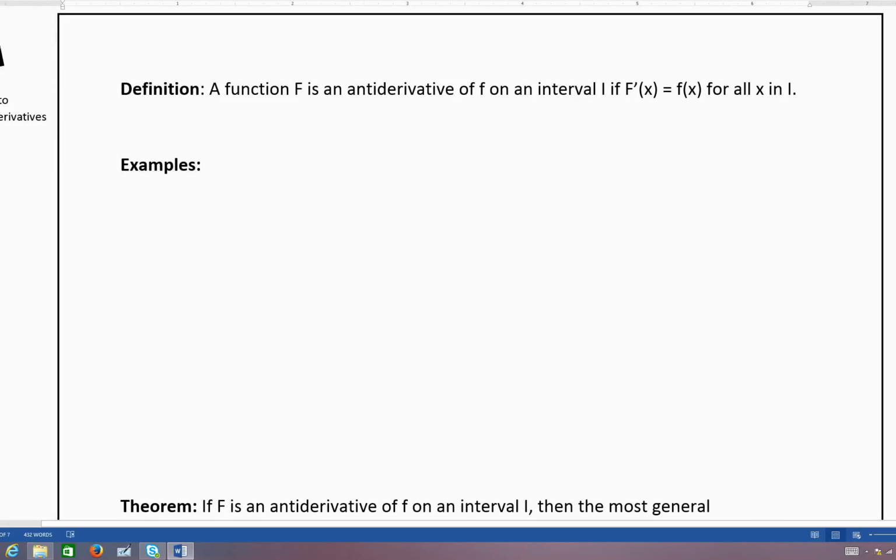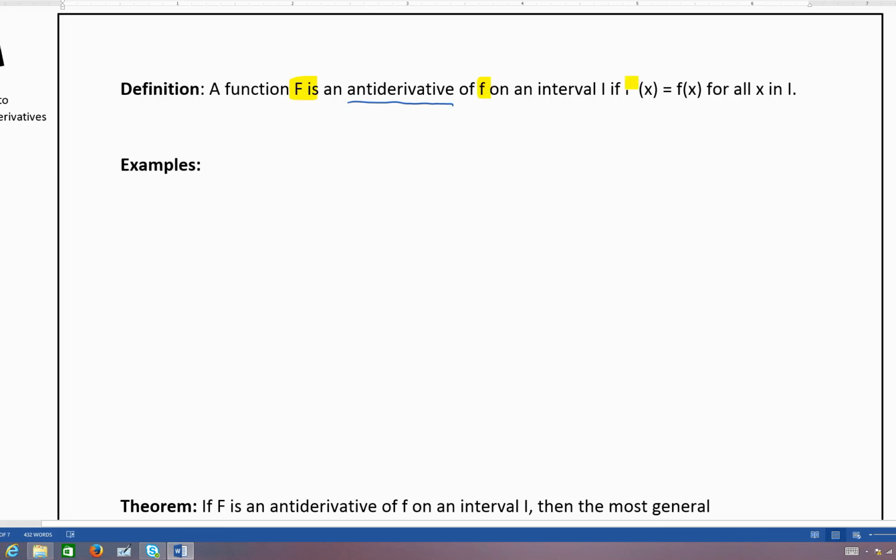So we're going to define a new term, and our new term is the term antiderivative. So we've talked about finding derivatives of functions, and now we're actually going to learn how we can go backwards. So we say a function big F is an antiderivative of little f on an interval I.